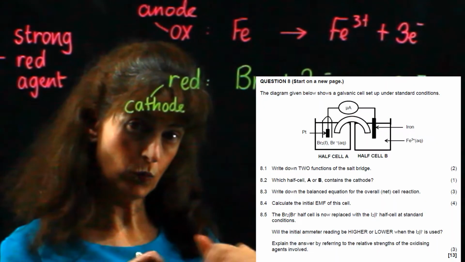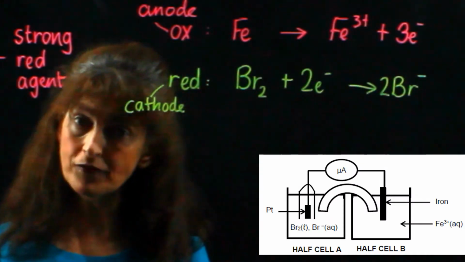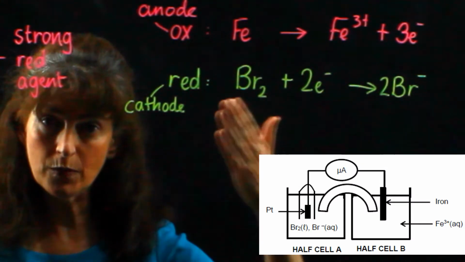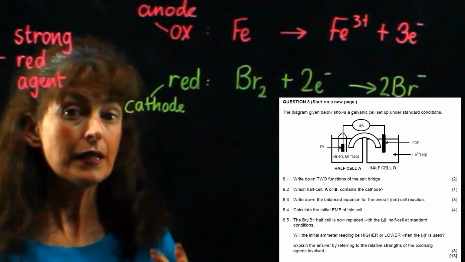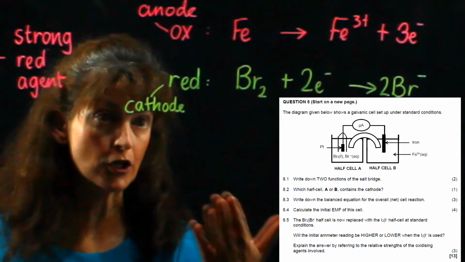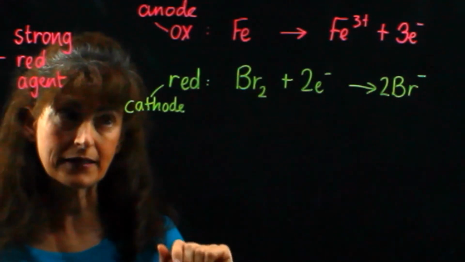The first question we've already answered. The second question asks us which of these half cells is the cathode. And we've seen that it's the bromine half cell, which is half cell A. Next question, it asks us to give a balanced equation for the redox reaction. So we haven't quite got that yet.